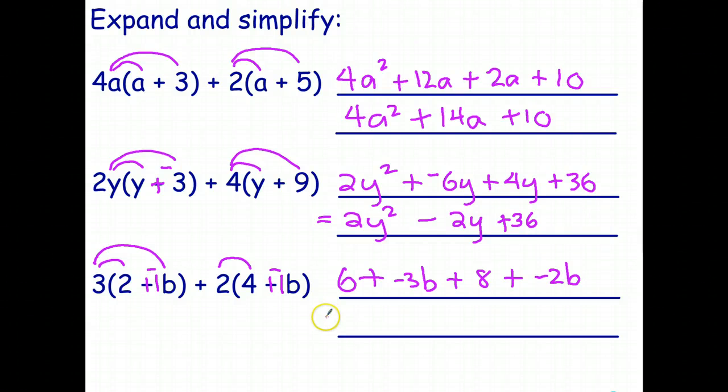Okay, let's go ahead and simplify this. So I might do the b terms first. I've got negative 3b plus negative 2b. Well, a debt of $3 plus a debt of $2. Altogether, a debt of $5. Or adding a negative and adding another negative just gives you a bigger negative. Okay, what I've got here is a positive 6 plus 8. Well, 6 plus 8 is 14. And that's the bottom one simplified.